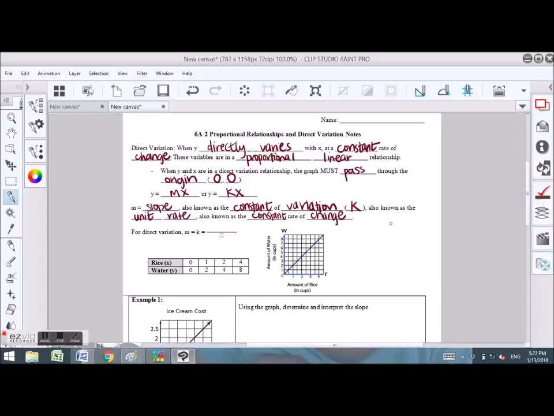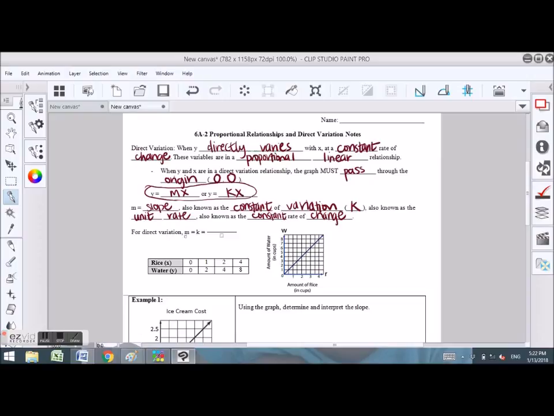So we're going to be looking at graphs, tables, equations, and word problems, and we're all going to be using this equation, y equals mx or y equals kx. Remember, it's the same thing. So, how do we find direct variation? We said it's when y directly varies with x, and they have to be proportional, which means there's a ratio involved.